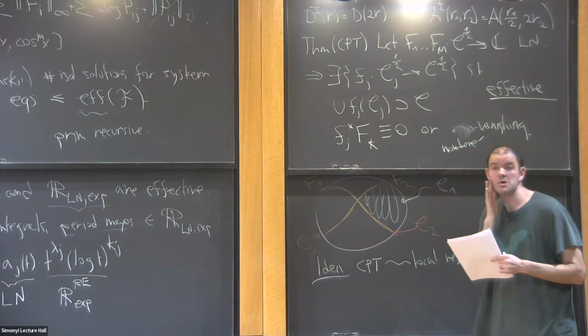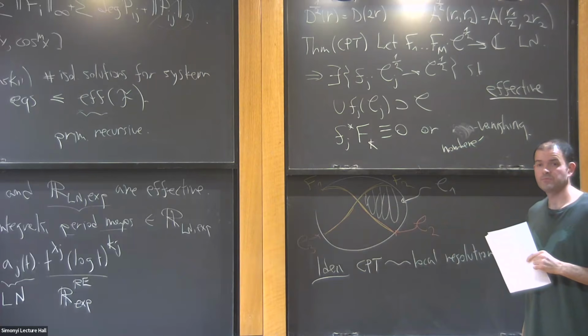So here by effective, you mean that the number of FJs and their complexity is bounded?